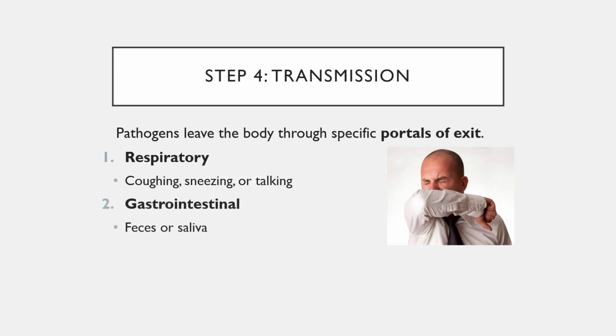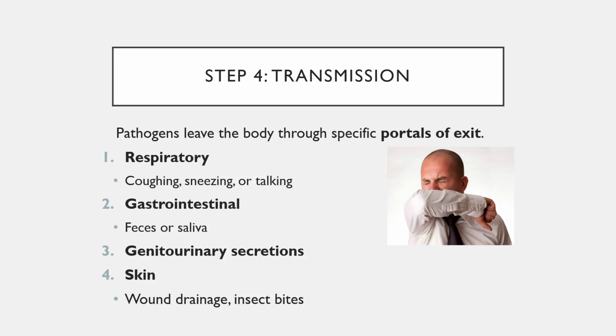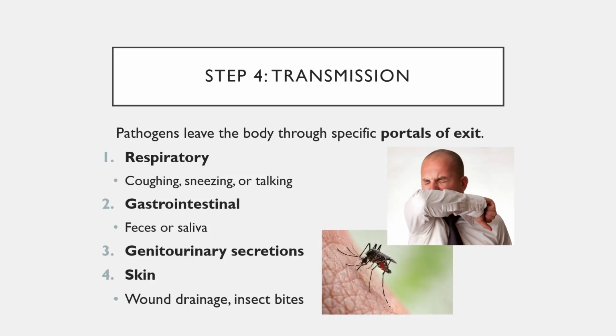Gastrointestinal is also a possible portal of exit. Feces or saliva are able to transmit certain diseases. Genitourinary secretions, and skin as well, including drainage from wounds or puncture marks, including insect bites. Some diseases, as we will see in chapter 16, are transmitted by insects, and those insect bites are technically a portal of exit.